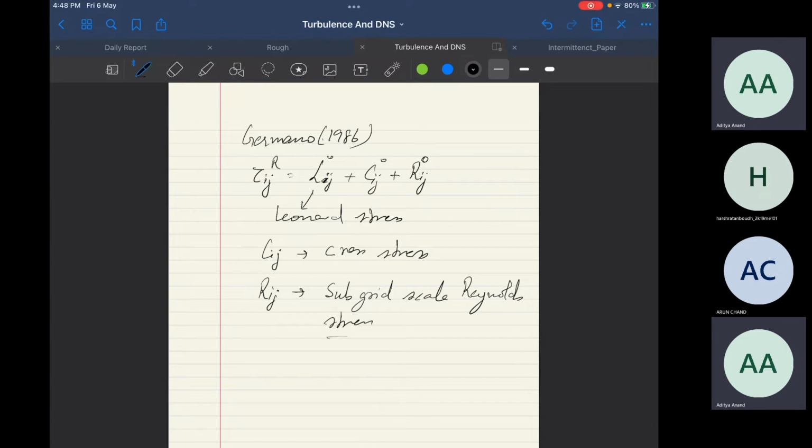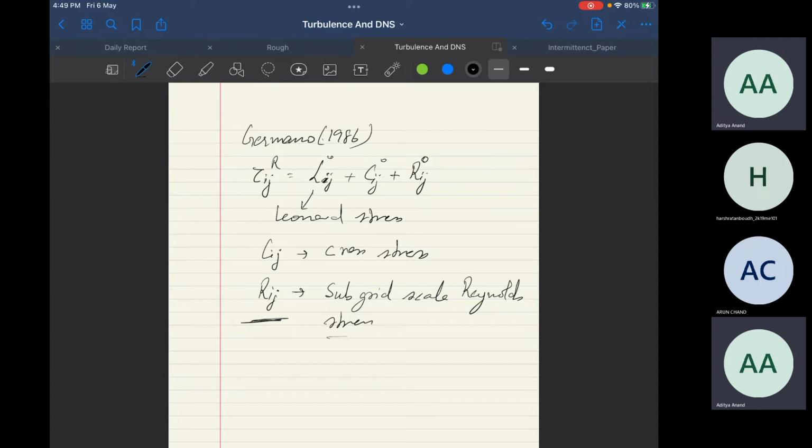Now this decomposition is Galilean invariant. That is, it does not change form when you change your frame of reference. So it is usually these terms which are modeled. So the subgrid scale Reynolds stresses are often modeled.